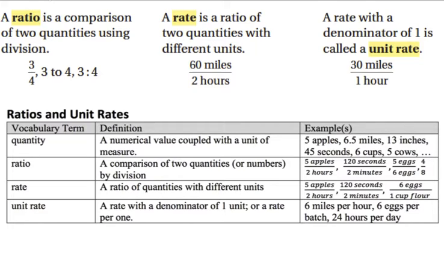compared to 8. A rate is a ratio of two quantities that use different units. For example, 5 apples in 2 hours, 5 apples per 2 hours, 120 seconds in 2 minutes, 6 eggs per 1 cup of flour. Those would be rates. Now notice that rates are just special types of ratios. A unit rate is a rate with a denominator of 1, or a rate per 1. For example, 6 miles per hour, 6 eggs per batch, 24 hours per day. It's always per 1.